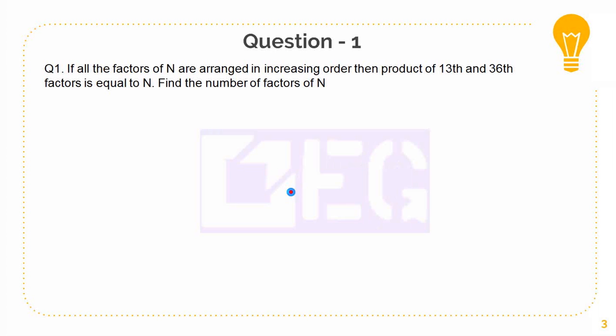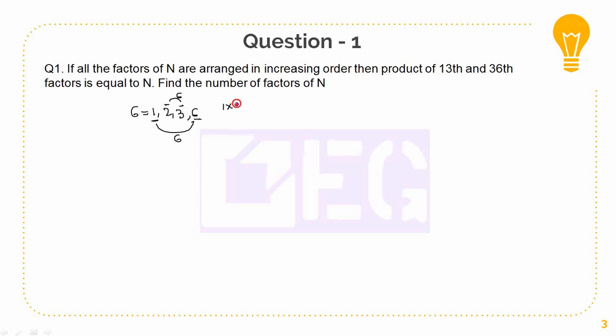So question number 1 is, if all the factors of n are arranged in increasing order, then the product of 13th and 36th factors is equal to n. Find the number of factors of n. So if you check the basic property of factors, like in number 6, the factors are 1, 2, 3 and 6. If you check the product of the first and last factor, that is equal to 6, and the product of the second factor and second last factor is also equal to 6.